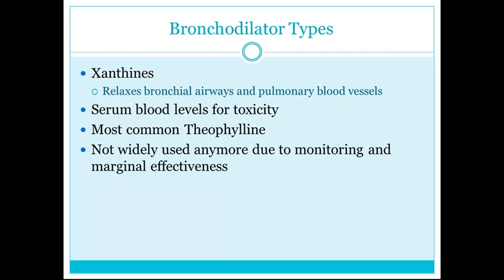Bronchodilator types. We have the xanthines that relax the bronchial airways and pulmonary blood vessels. Serum blood levels for toxicity need to be monitored, 20 milliequivalents or under. The most common is theophylline, and we don't widely use this due to its adverse reactions and its requirement of high monitoring.